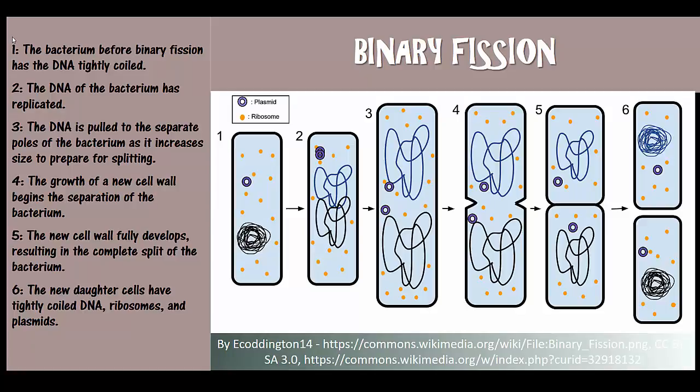In a nutshell, binary fission occurs through the following process. The bacterium, before binary fission, has the DNA tightly coiled. The DNA of the bacterium is replicated. The DNA is pulled into separate poles of the bacterium as it increases in size to prepare for splitting. The growth of a new cell wall begins, and the separation of the bacterium ensues. The new cell wall fully develops, resulting in the complete split of the bacterium. The new daughter cells have tightly coiled DNA, and they have ribosomes and plasmids.